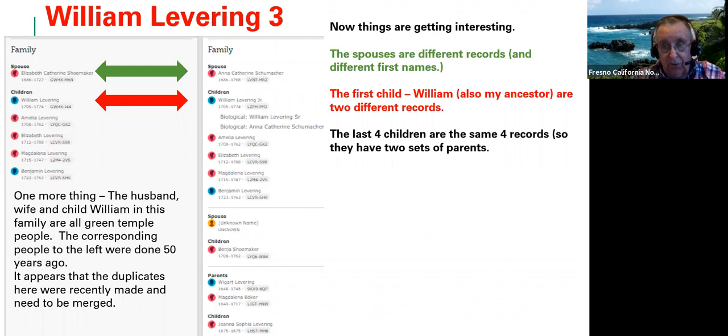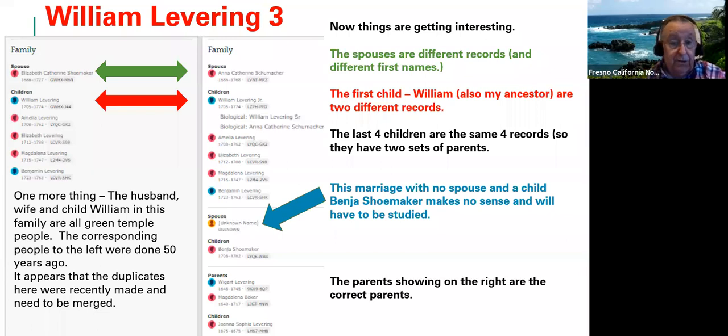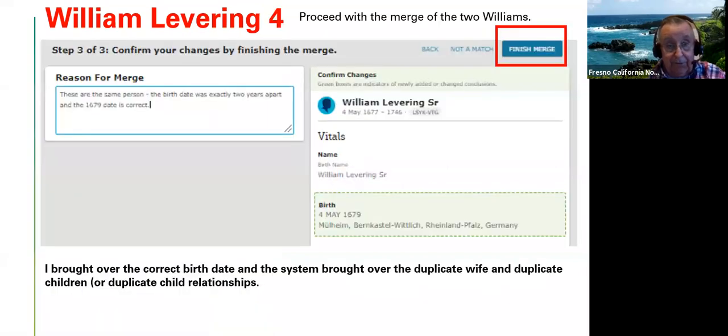And then the last four children in that record on the left are identical to four of the children on the right. So there'll be no problem when we finish the merge. And there was another marriage here, and Catherine has a marriage to no spouse with a son, Benjamin Shoemaker. I have no idea what to do with him. And so the best thing to do when you have no idea is just leave it alone. And then William's parents are down at the bottom. And once we do the merge, then basically we're going to have the family all together.